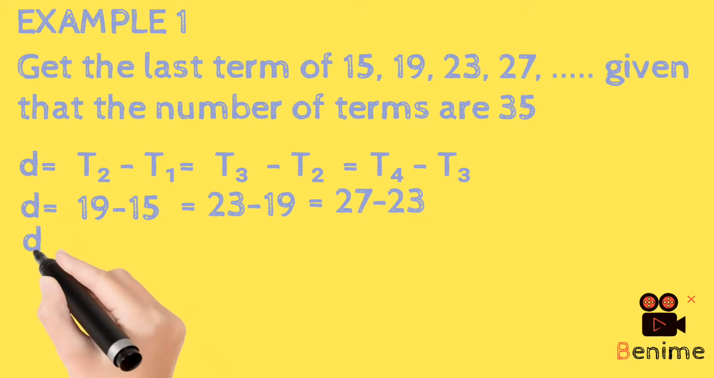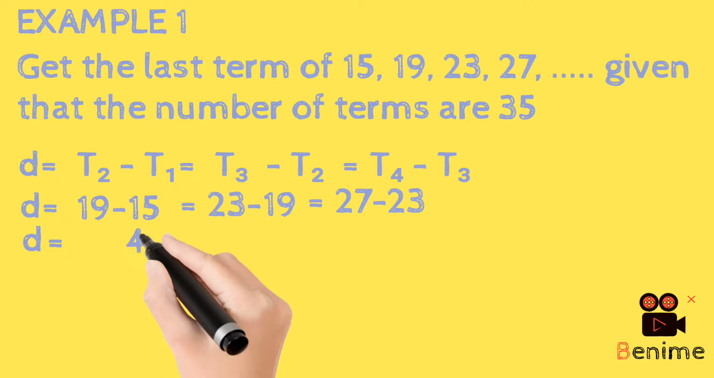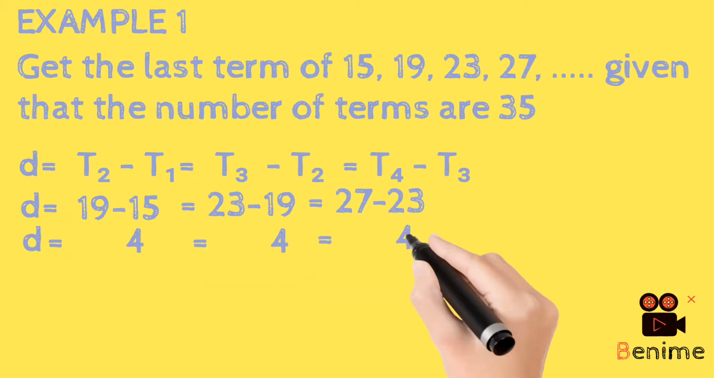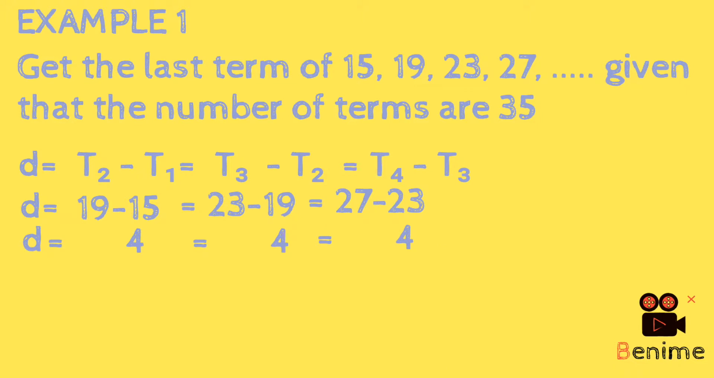So for the 19 minus 15 part, you get 4. For the 23 minus 19 part, you will get 4 also. For the 27 minus 23 part, you also get 4. So you can see that the difference between successive terms is 4, 4, 4. So this is a common difference. Since we have established that there is a common difference, we can say that the series is an AP.